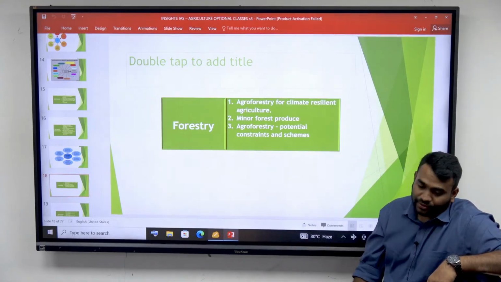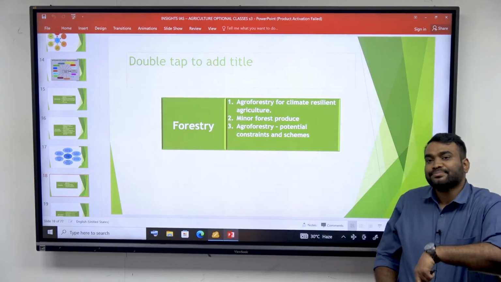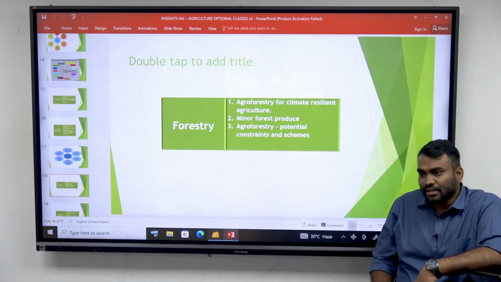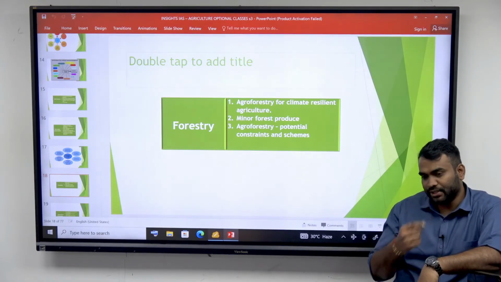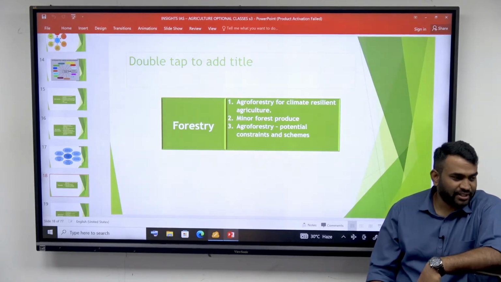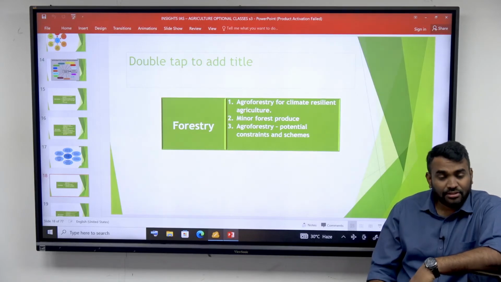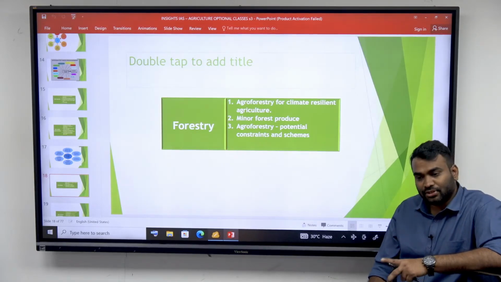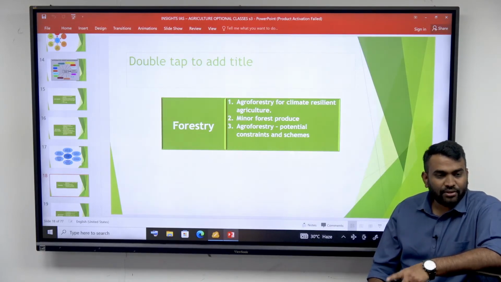Next one is minor forest produce. This is again one of the important themes. First, you have to understand what minor forest produce is. It is defined under the Forest Rights Act. Under this Act, the government has defined minor forest produce. It is non-timber products. Often UPSC, as I explained yesterday, gives questions without any keyword.